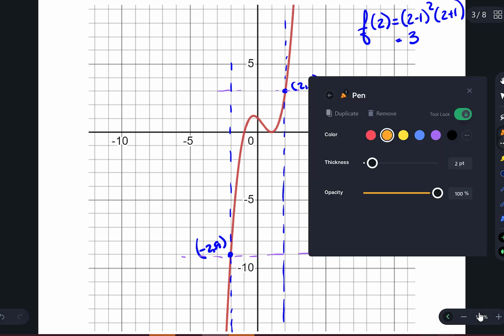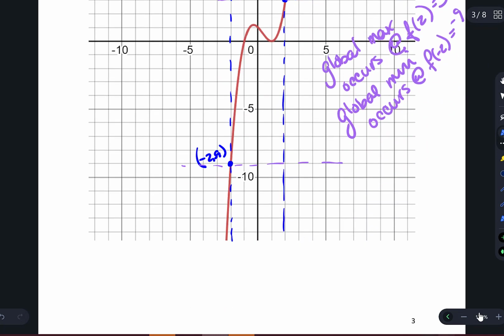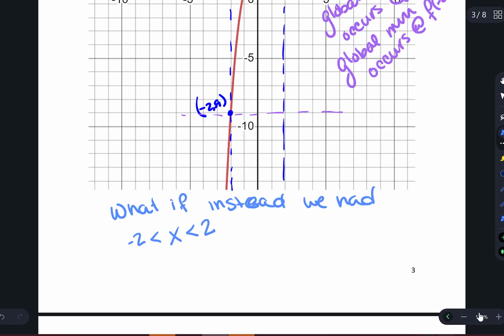Now, what if instead we had this inequality? So notice in this case, there's no equal sign.